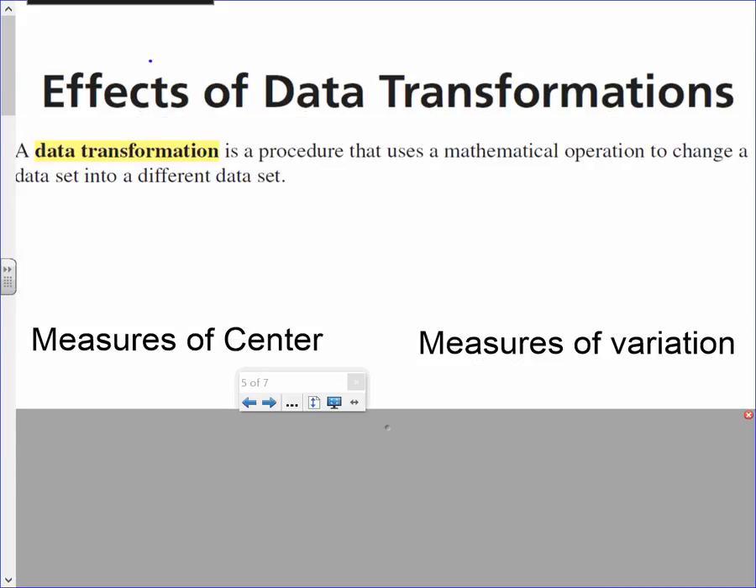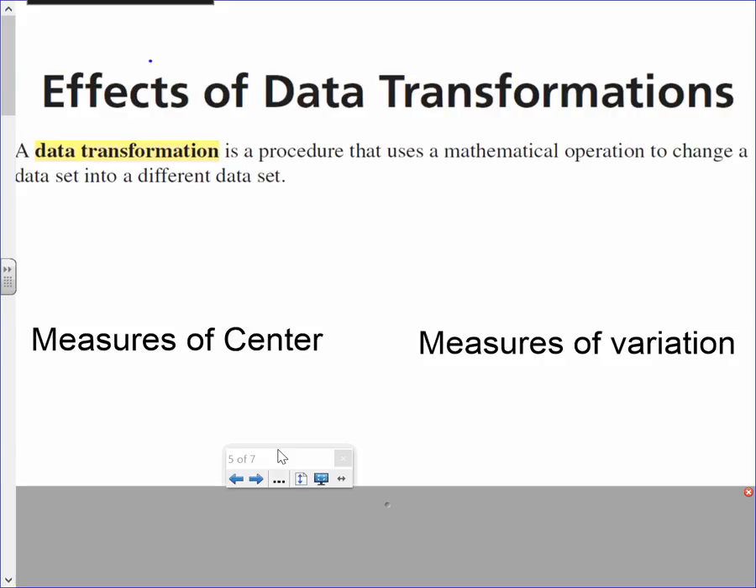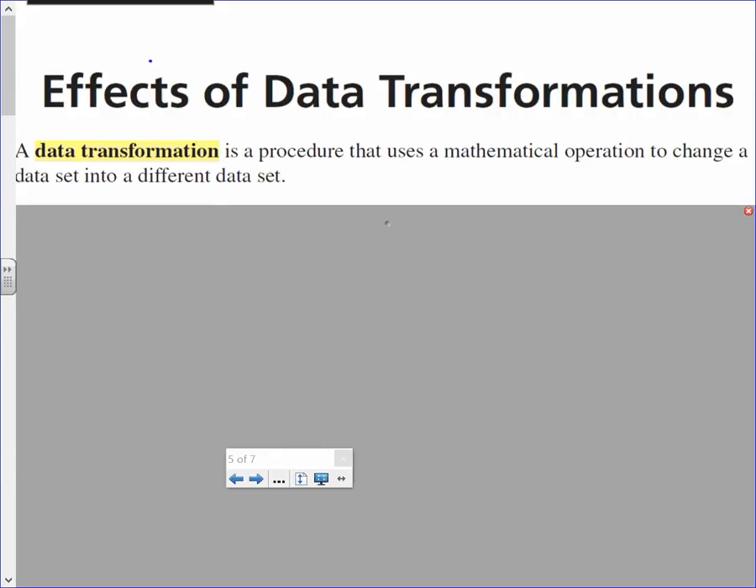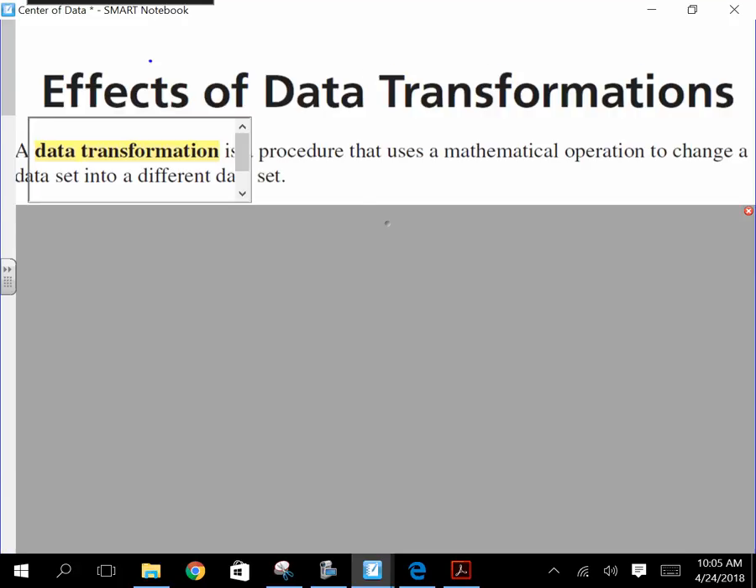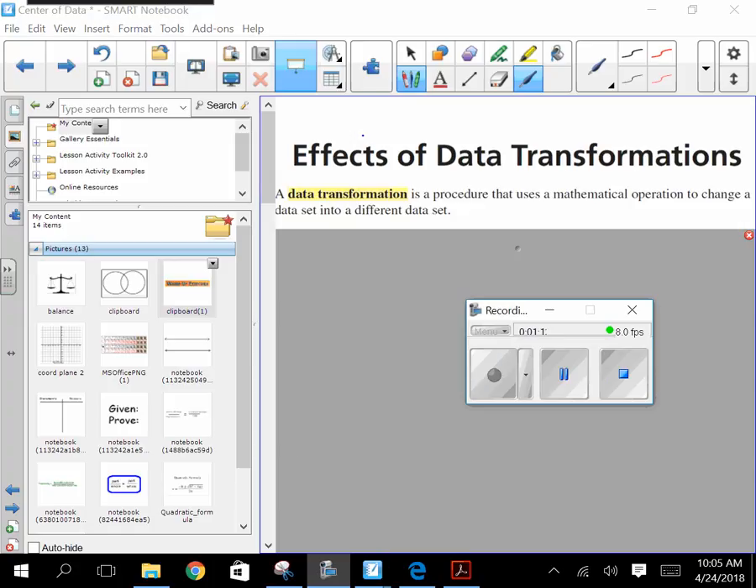The first thing I want you to do is go ahead and write that one sentence of what a data transformation is. Write that down, please. A data transformation is a procedure that uses a mathematical operation to change a data set into a different data set. Want to copy that down?